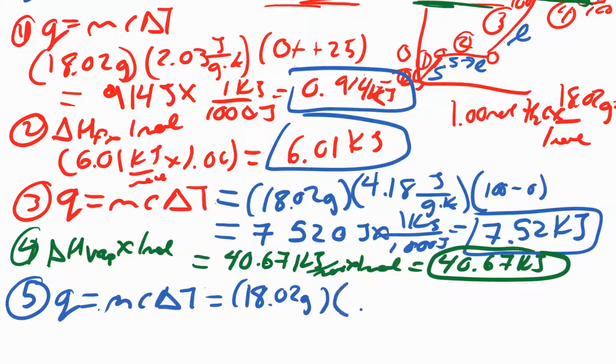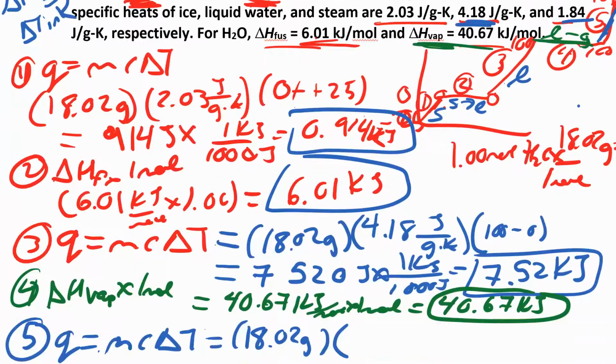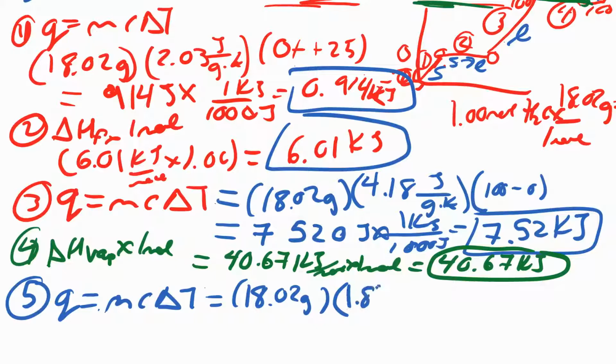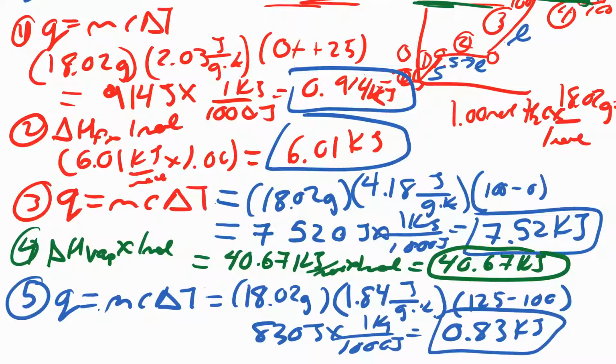So M, and now our C changes again, right? Our C now is for gas, 1.84 joules per gram Kelvin, and our delta T is 125 minus 100, so that's just 25 degrees Celsius. And so when you work all that out, you get about 830 joules. If you divide that by 1,000 joules per kilojoule, you get 0.83 kilojoules.